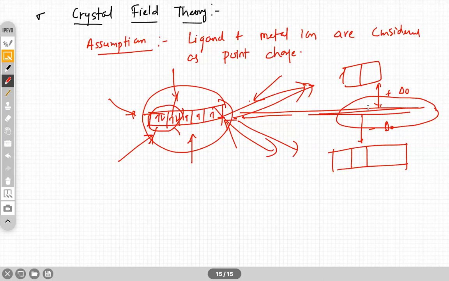It splits into two parts. This splitting, we call it crystal field splitting. In this splitting, some of the orbitals go to a higher energy level, and some of the orbitals go down to a lower energy level, in order to maintain the average energy of the orbitals. This is crystal field splitting. Did you understand the basics of it?